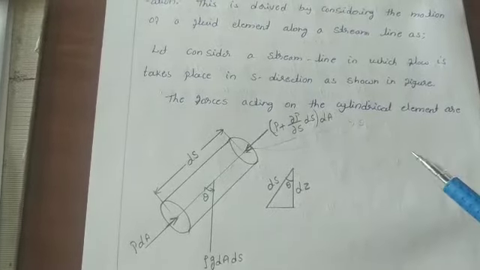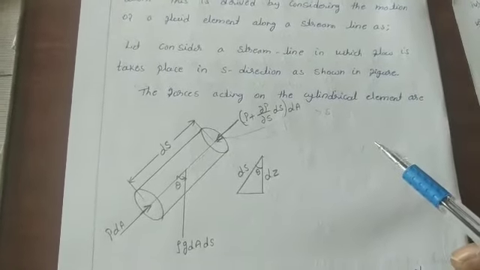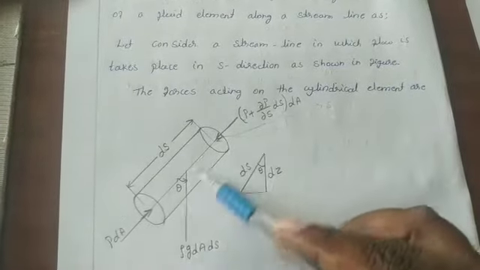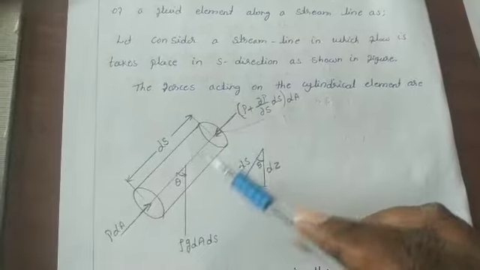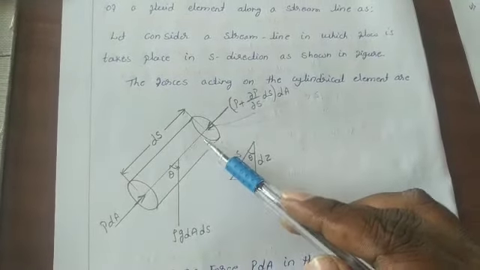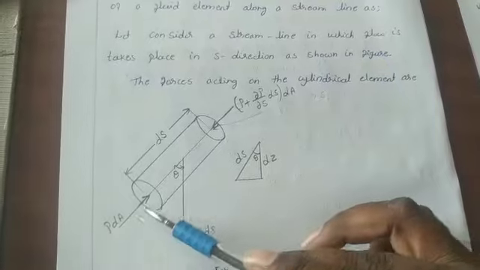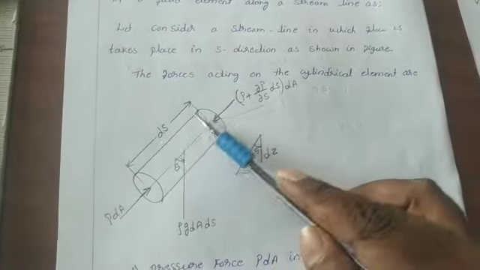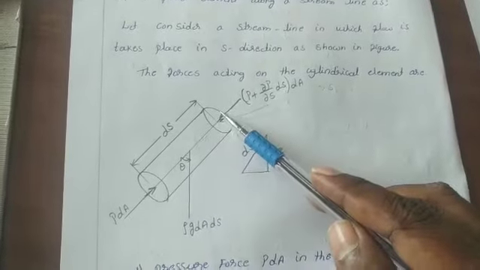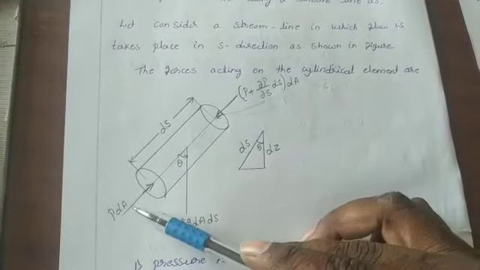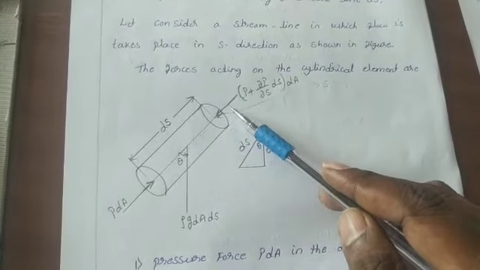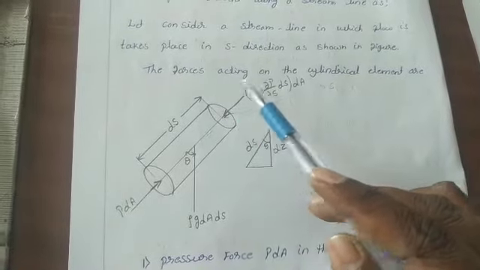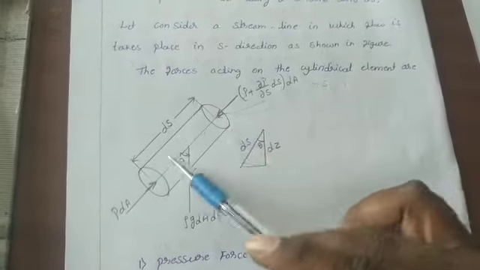Let us consider a streamline in which flow takes place in the s direction, as shown in the figure. Let us consider a fluid flowing through a pipe. Here ds is the distance along the pipe from one end to the other, and this is the inlet of the fluid, and this is the flow of the fluid. Now, what are the forces acting on the cylindrical element? This is the cylindrical element.